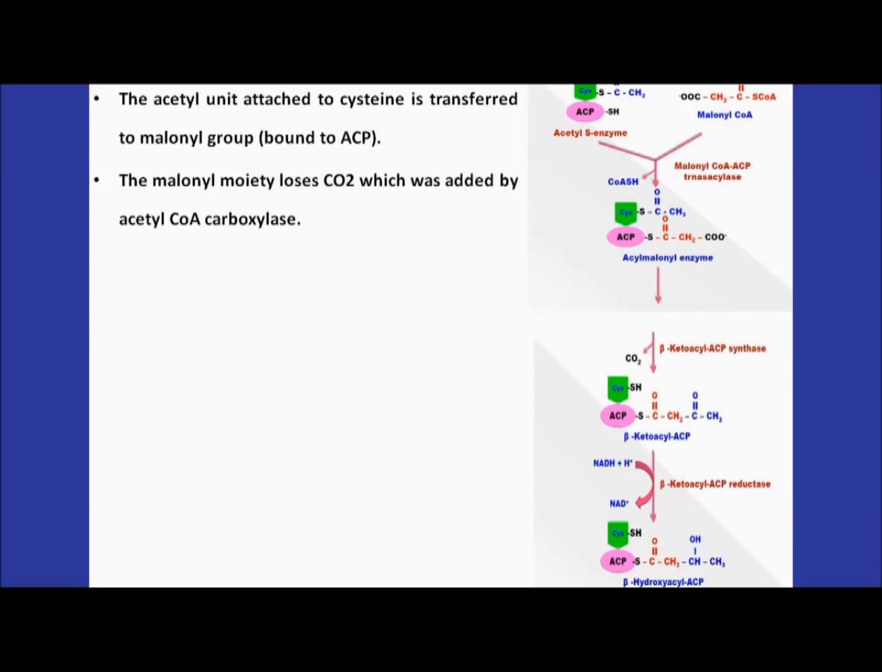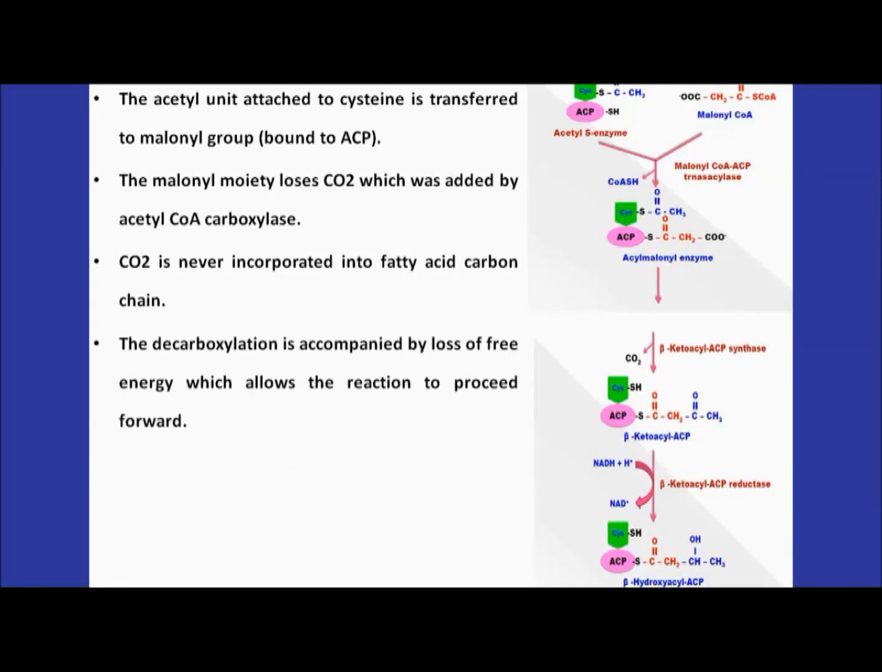The next step is that this malonyl moiety is going to lose a carbon dioxide molecule, CO2, which was added by the acetyl coenzyme A carboxylase enzyme, right? You should remember that this carbon dioxide is never incorporated into the fatty acid carbon chain. This carbon dioxide is never included.